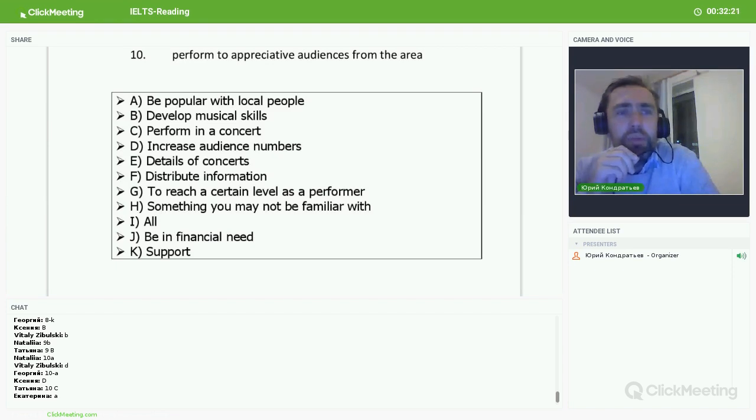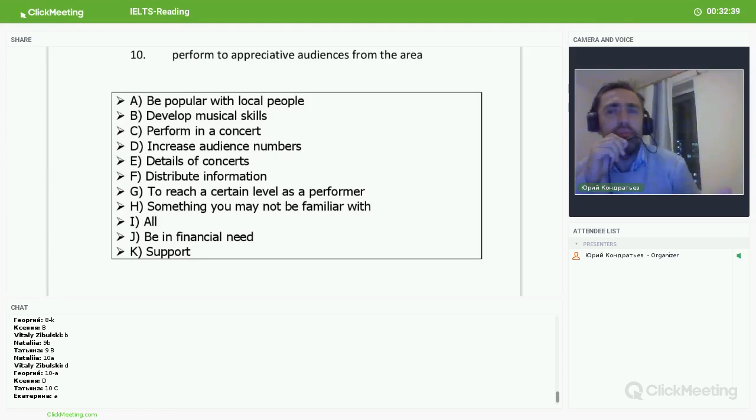A. Be popular with local people. And D. Increase audience numbers. Perform and increase, that's different. Audience. You have the same word, but it's just half a point. Numbers and from the area, they're absolutely different. So it's just half a point, that's all. And be popular.